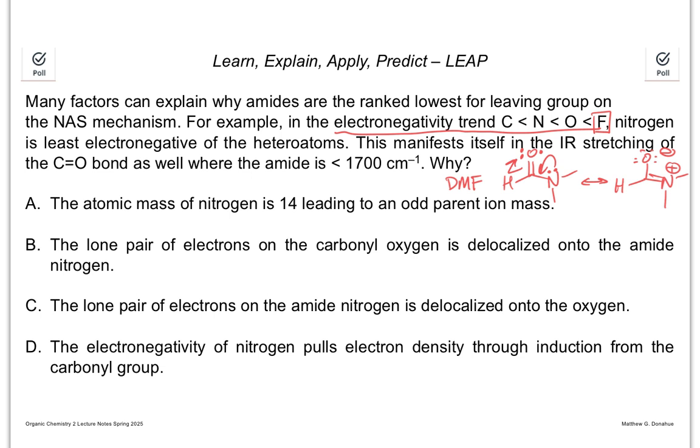So additionally, the CN is more double bond-like. So that makes it even harder to do a substitution of that group because this bond is stronger. So our answer for this one would be C. The lone pair of electrons on the amide nitrogen is delocalized onto oxygen. And we'll see in one of the reactions, or two of the reactions, that we can take advantage of that reactivity with other electrophilic agents.